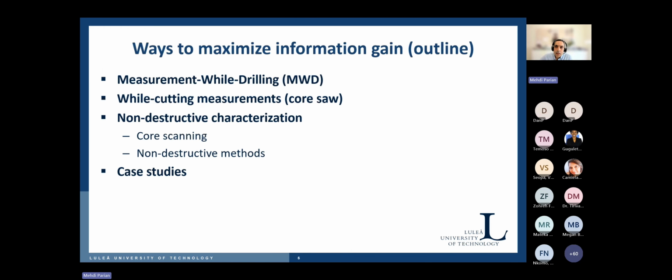through shortly. So here's the outline of today's talk. I will go through a few strategies for maximizing information gain. It follows the same order that we normally do during a drilling campaign and sample preparation. This includes measurement while drilling, or MWD, while cutting measurements such as torque measurement during sawing of drill cores, and core scanning technologies, non-destructive methods for characterization, and a few case studies to show practical results and the potential of the techniques.